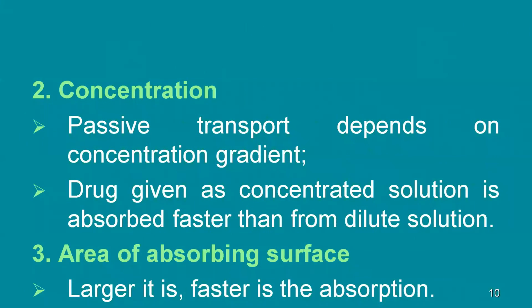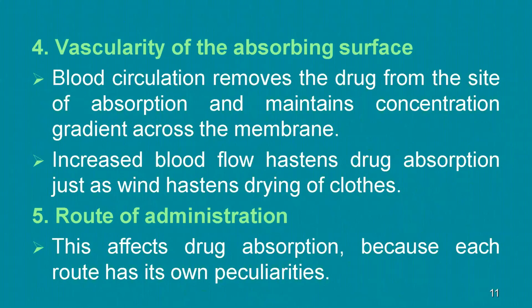So the concentration of the drug: passive transport depends upon the concentration gradient. Most of the time the drug requires passive transport because energy should not be wasted in the upliftment of the drug. A drug given as a concentrated solution is absorbed faster than a dilute solution. Area of absorbing surface: the larger the area of the absorption surface, the larger the absorption. That means the surface area to which the drug is exposed. If you consider varieties of absorptive surfaces, the lungs have the highest absorptive surface, next to the intestine.